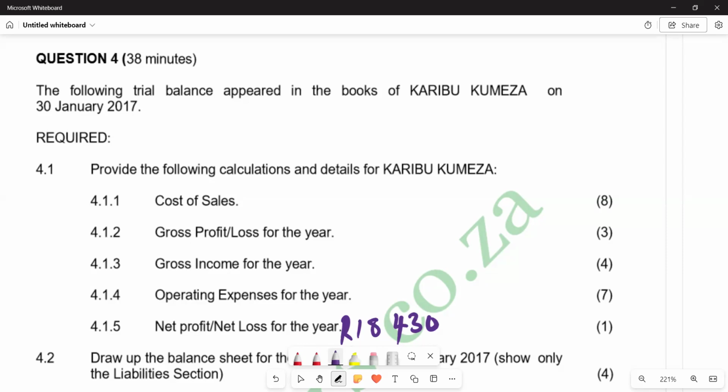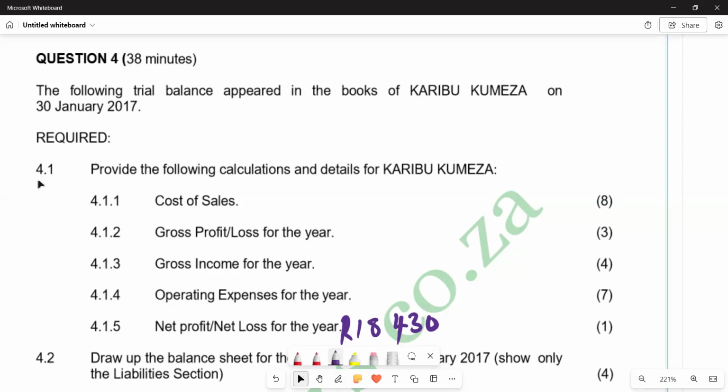In this video, we want to look at the preparation of the notes to the balance sheet and also the preparation of an extract of the balance sheet. So, the very question that we have here reads: the following trial balance appeared in the books of Karibu Kumeza on 3rd January 2017, and then we are given the required part.